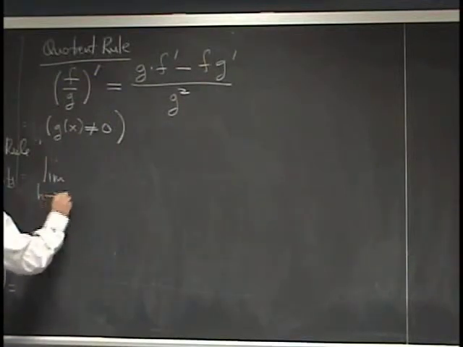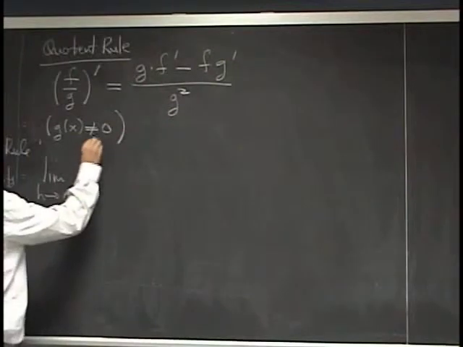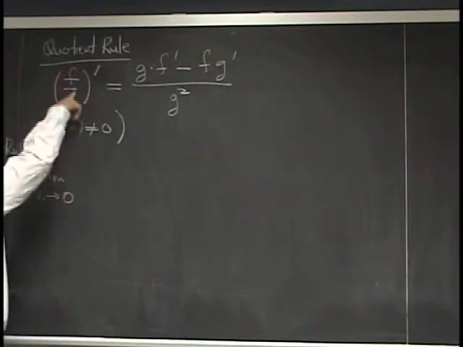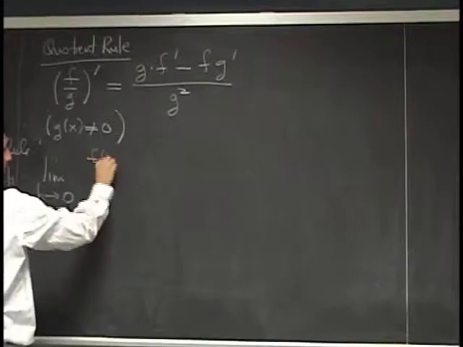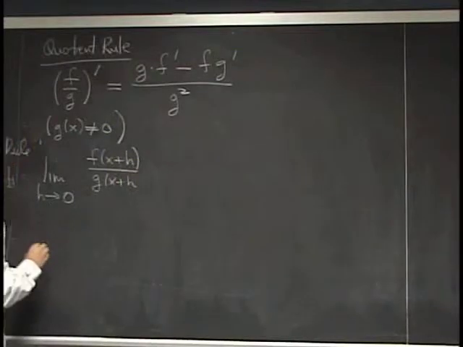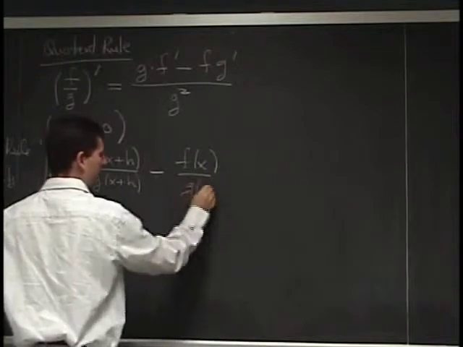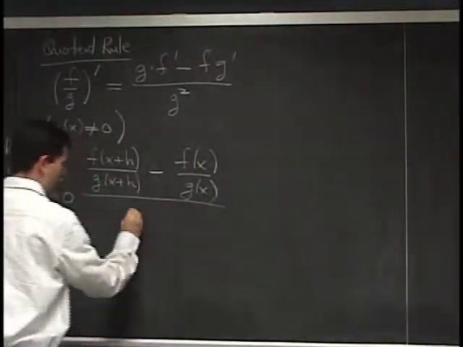Well, as usual, we have to compute a derivative. The beauty of this approach, though, is that after we get all our rules out, we no longer have to compute derivatives using the limit, unless we get some new function that shows up. So the first one is going to be this function applied to x plus h. That means I need to look at f of x plus h over g of x plus h minus f of x over g of x, and then we have to divide this by h.